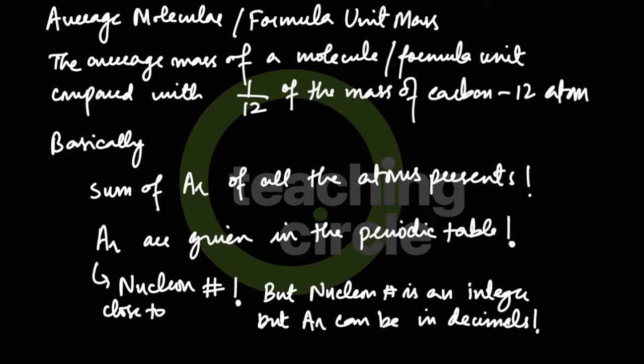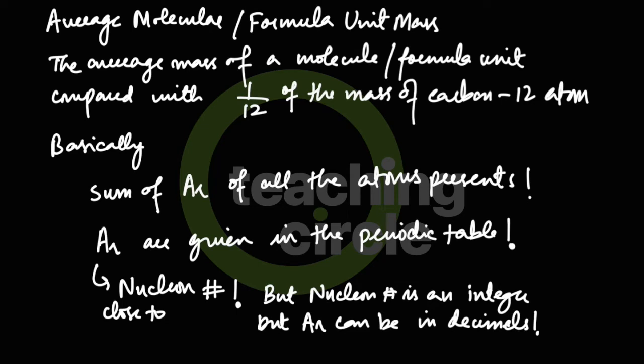Then we have the average molecular or the formula unit mass. Relative molecular mass would be for covalent compounds, and relative formula unit mass would be for ionic compounds. The average molecular mass is the mass of a molecule compared with 1/12 of the mass of a carbon-12 atom. And the relative formula unit mass would be the average mass of a formula unit compared with 1/12 of the mass of a carbon-12 atom.